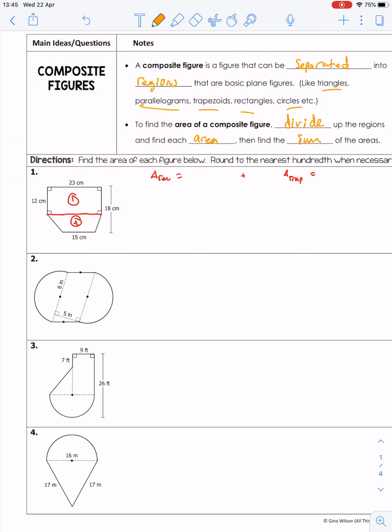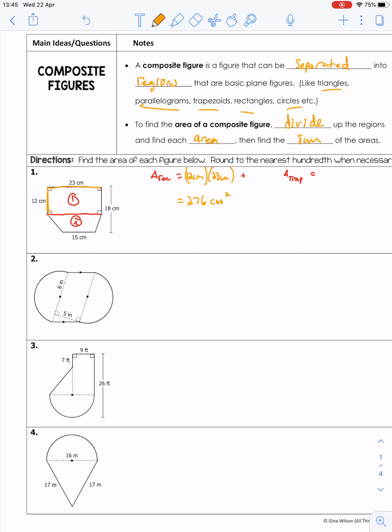So the rectangle, it's just base times height, and we have that pretty easily. That's just going to be the 12 times 23. So the area of the rectangle is quite easy. That's just 276 centimeters squared. Now we need to find the area of the trapezoid.